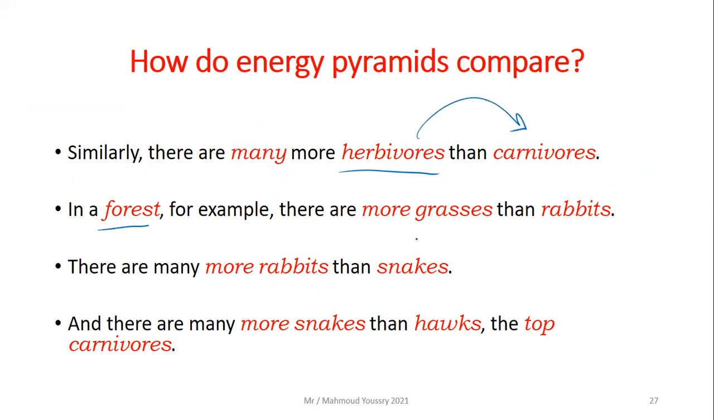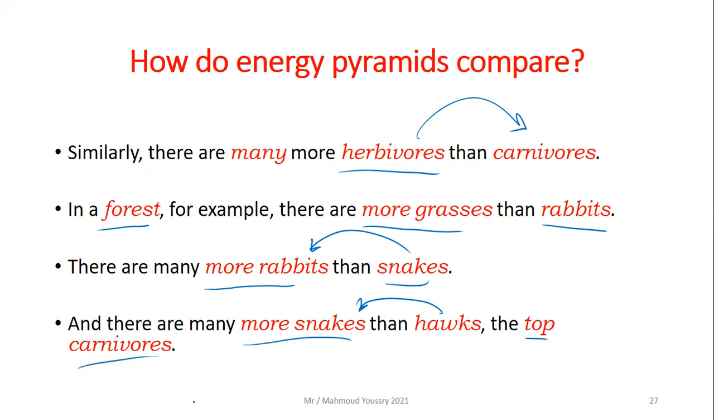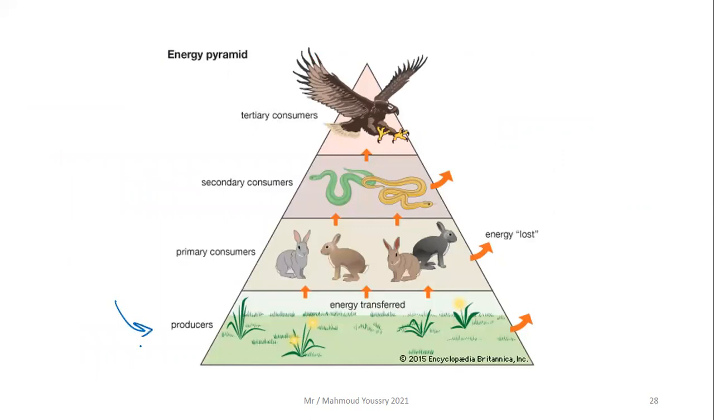In a forest, for example, there are more grasses than rabbits, and there are many more rabbits than the snakes that eat the rabbits, and there are many more snakes than the hawks that eat the snakes, which are the top carnivores. For example, look here, these are the producers at the base of the pyramid, and this is the largest number of individuals. Then the primary consumers like rabbits that eat the producers, and secondary consumers like the snakes that eat the rabbits, and the tertiary consumers like this hawk or eagle that eat the snakes.